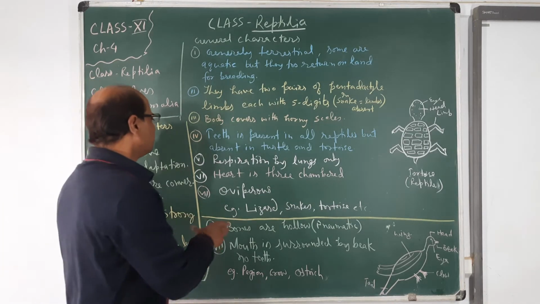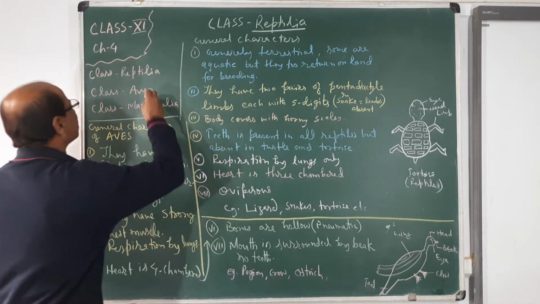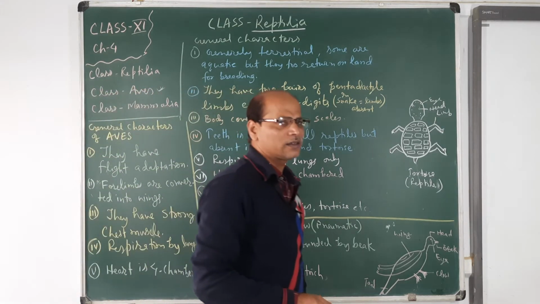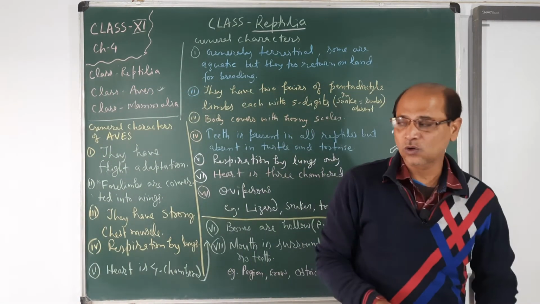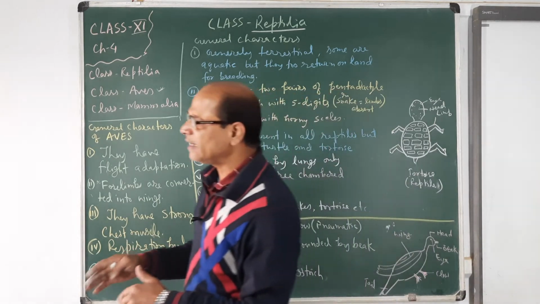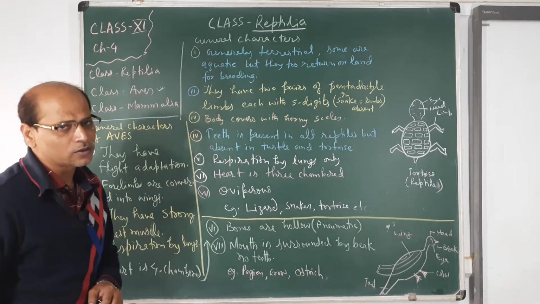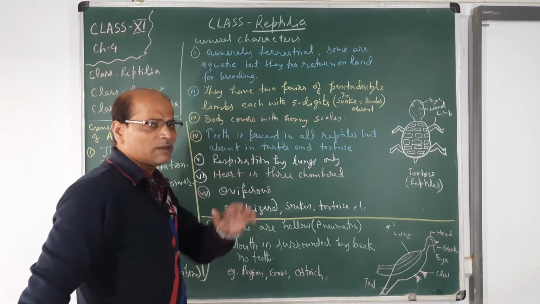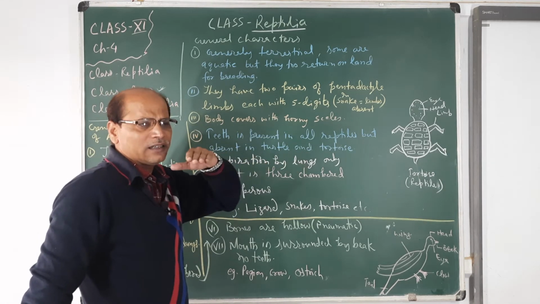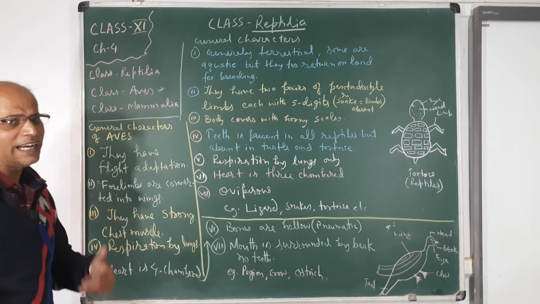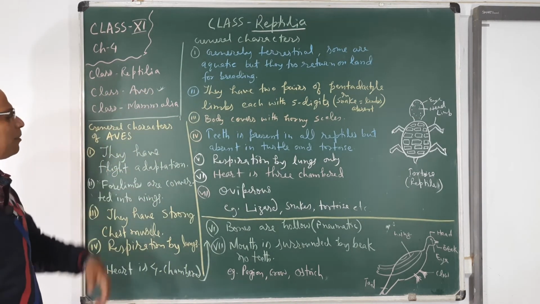Now the next one is Aves. Aves is the group of birds. In this group aerial adaptation takes place. Aerial, or you can say arboreal also. Arboreal means they can live on trees, and aerial means they can move in air with the help of their flight adaptations. So they have flight adaptations.